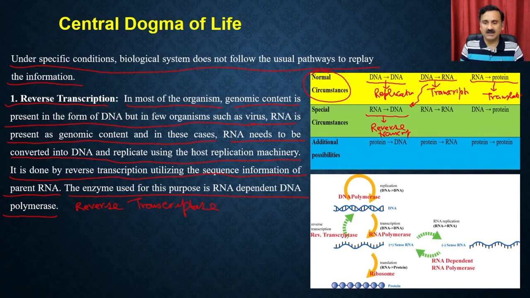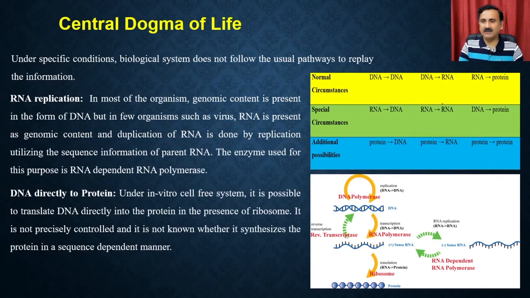But you can have special circumstances where the RNA is actually going to give you the DNA, and that process is called reverse transcription, and the enzyme is called reverse transcriptase. Then we have another example, the RNA dependent RNA synthesis, which is called RNA replication. In most organisms, the genomic content is present in the form of DNA, but in some organisms such as viruses, RNA is present as the genomic content and is replicated utilizing the sequence information of the parent RNA. The enzyme used for this purpose is called the RNA dependent RNA polymerase.